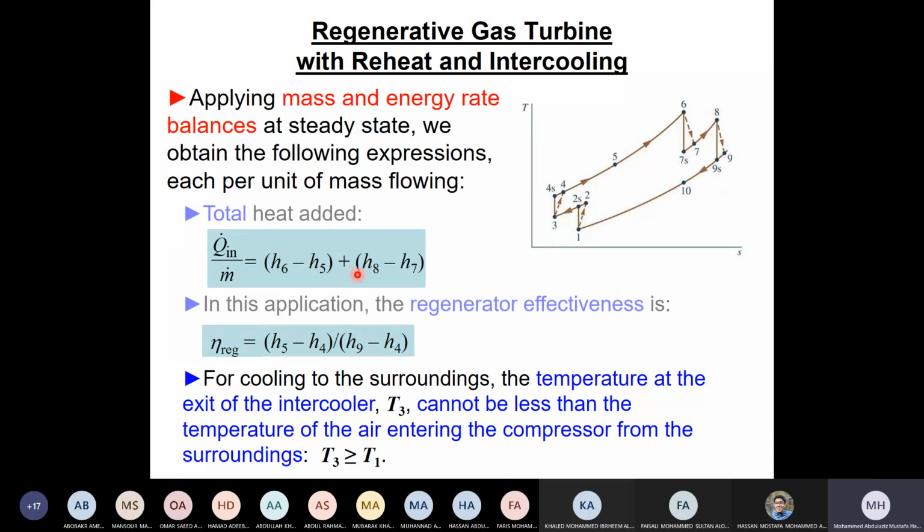Any question regarding this? Doctor, is P9 the same as P1? T9 is not the same as T1, no. The pressure is the same as P1 because we neglect the pressure losses here.